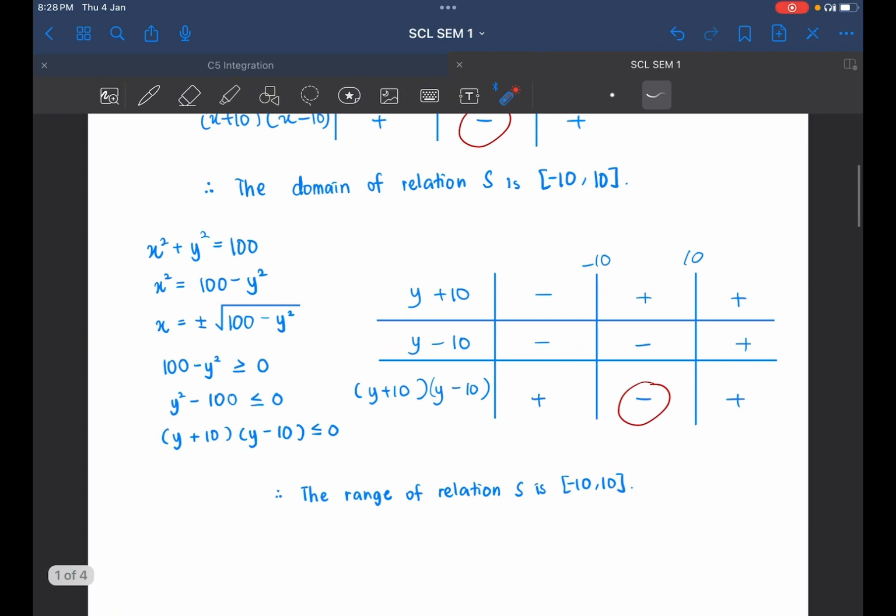For the range of relation S, we move the y squared to the right side and we will get x equals plus minus square root of 100 minus y squared. And we will get this equation. We factor this out to get y plus 10 times y minus 10. And we do this table again and we choose the one that will give a negative value. Hence, the range of relation S is negative 10 until 10.